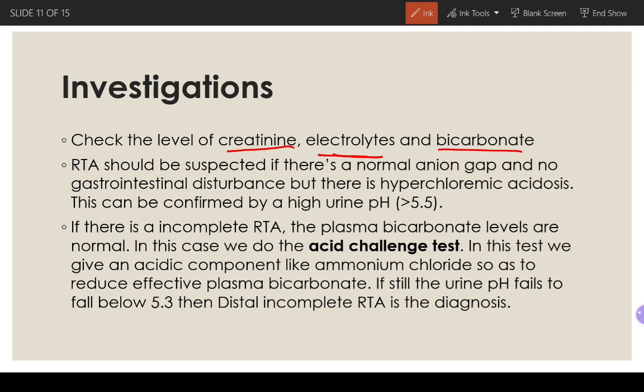Next, RTA should be suspected if there is a normal anion gap and no gastrointestinal disturbance, but there is hyperchloremic acidosis. Okay, so now there is a normal anion gap, but you don't have any complaints of gastrointestinal disturbances. So the other cause can be a renal tubular acidosis. And one more clue which can tell you that it is RTA will be a hyperchloremic acidosis, because when your H plus ions cannot be secreted, that is an impairment in the secretion of H plus ion, also your chloride doesn't get excreted.